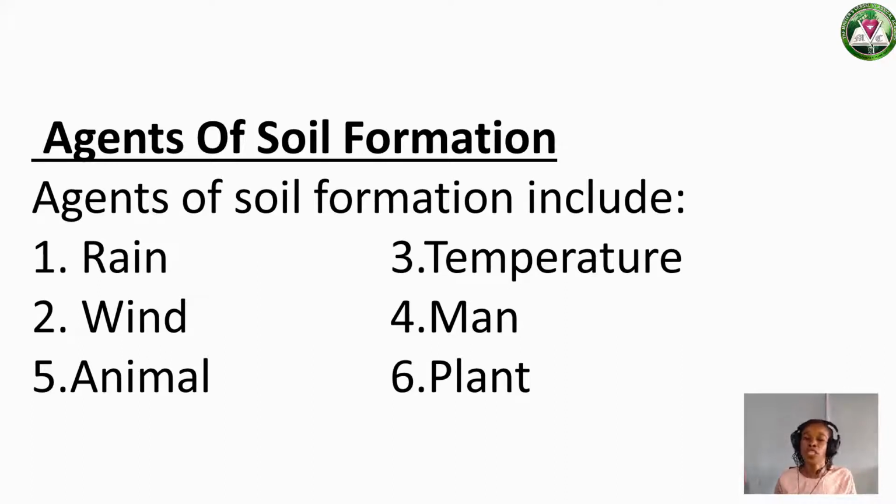Can I hear you mention them? Mention the agents of soil formation. Rain, wind, temperature, man, animal, plants. So we are looking at 6 agents of soil formation. There are other ones, but we are taking up 6 today. We have rain, wind, temperature, man, animal, and plants. These are the agents of soil formation.